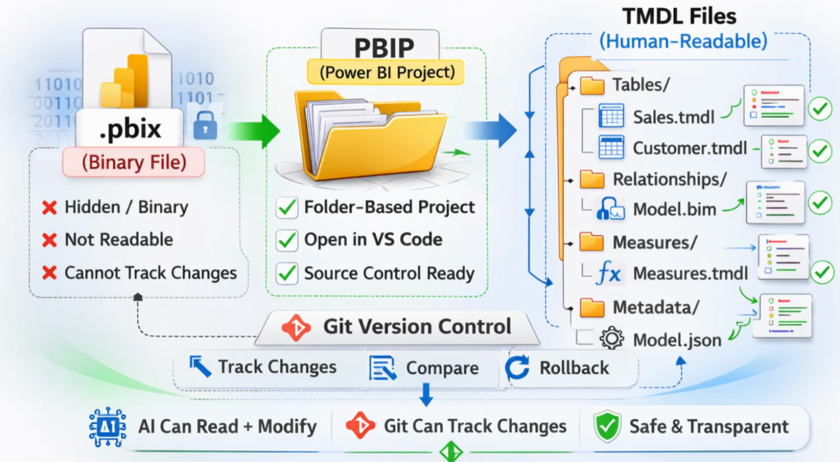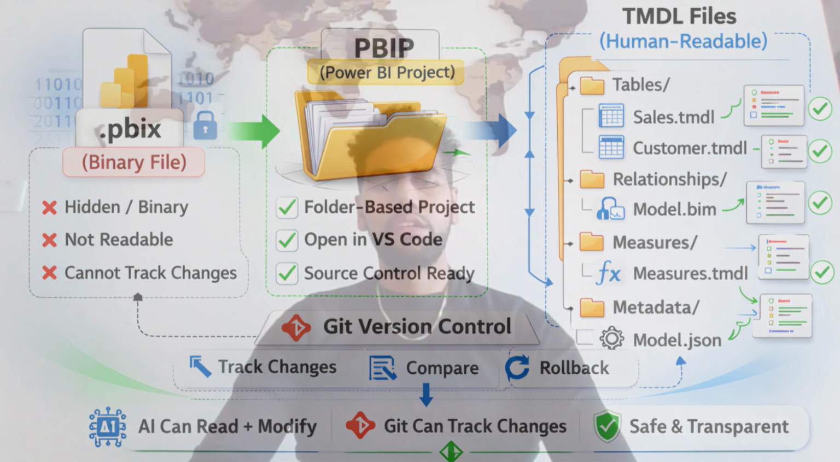So instead of hidden binary data, your model becomes structured text files. And you might be asking, why does this matter? Because AI can read the text, AI can modify the text, and Git can track the text. So when MCP modifies your model, it modifies TMDL files. You get it? That means you can see exactly what changed. This is the difference between a toy demo and a real development workflow.